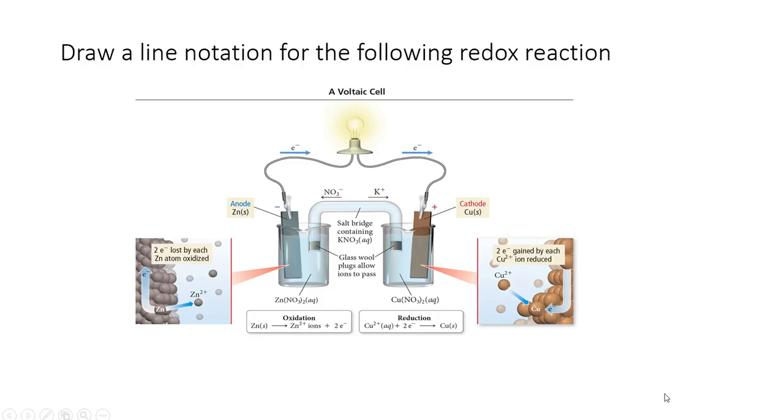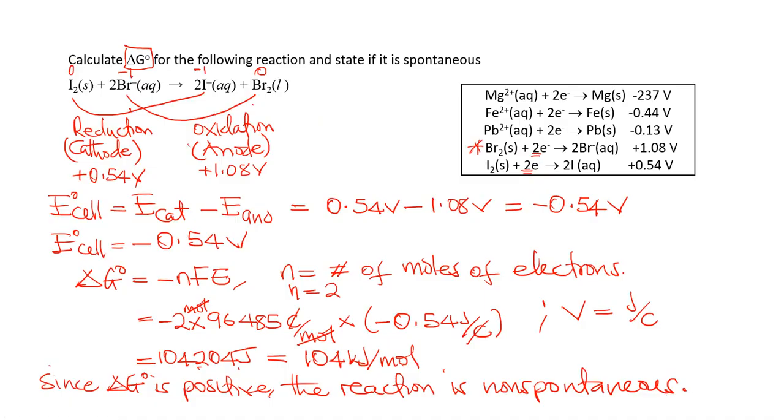We know that a spontaneous reaction has E naught that is positive and delta G that is negative. So in this case, we found two things. The E naught is negative, which means non-spontaneous. The delta G is positive, which means non-spontaneous. So that's how you solve these problems.